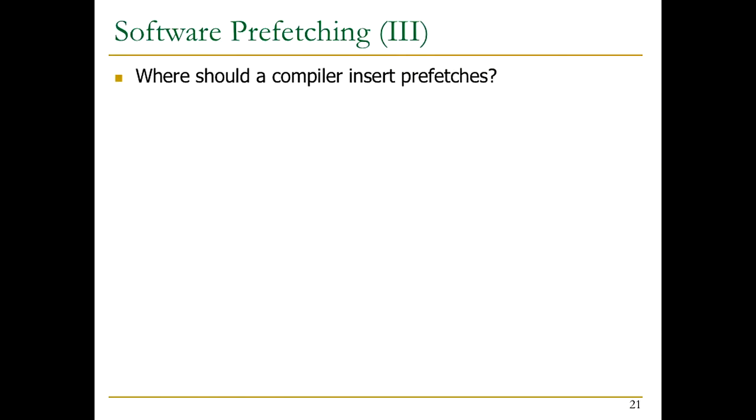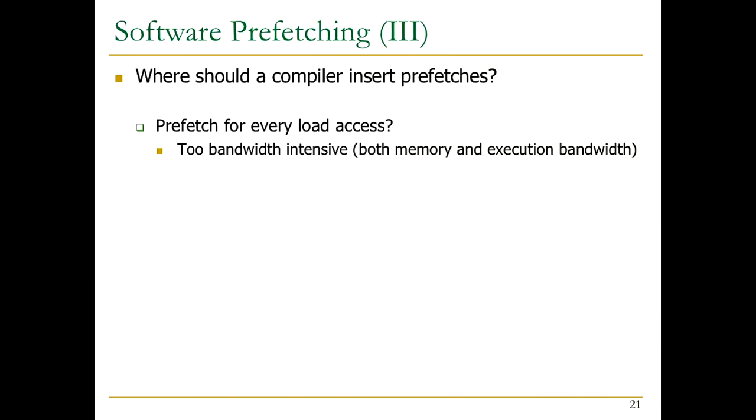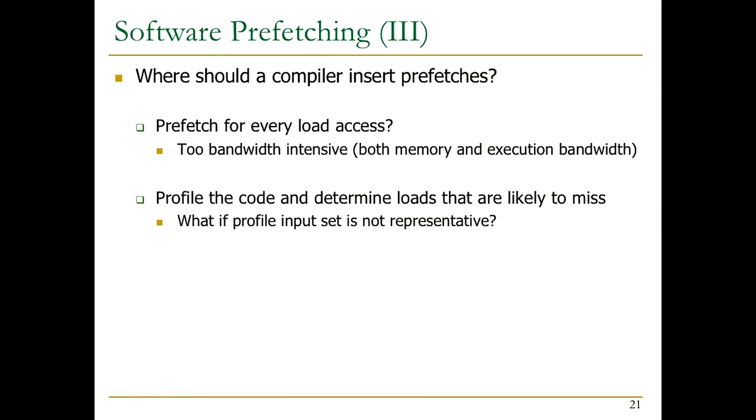Okay, software prefetching, basically, where should a compiler insert prefetches? That question is hard, as we saw. Do you prefetch for every load access? It's too bandwidth intensive, because it consumes both memory and execution bandwidth. Do you profile the code and determine what loads are likely to miss? Maybe that's a good idea, right? But then what if your profile input set is not representative?